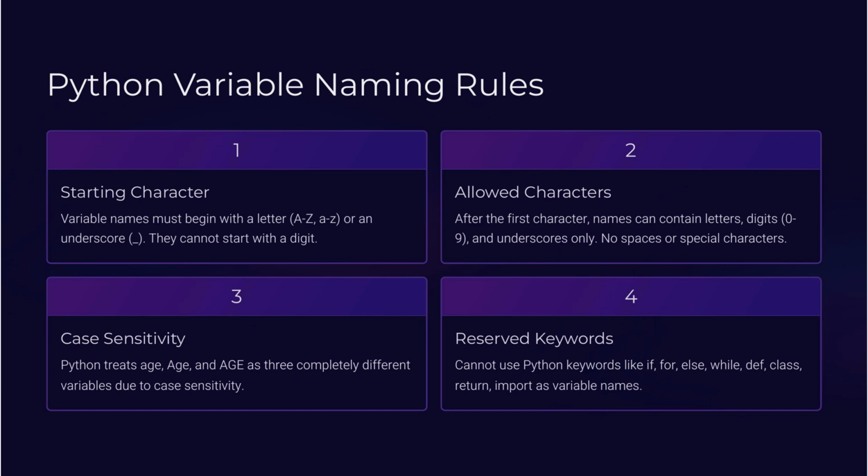Variable names in Python must start with a letter or underscore, not a digit. They can include letters, digits, and underscores, but no spaces or special characters. Python is case-sensitive, so age and Age are distinct. Avoid using reserved keywords like if, for, or class as variable names.